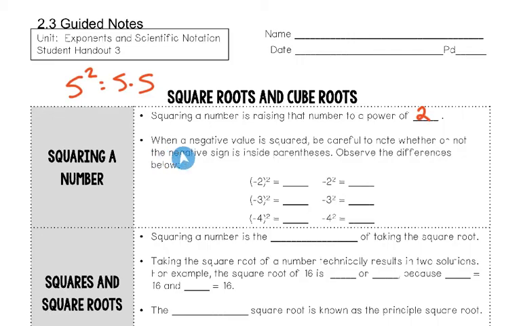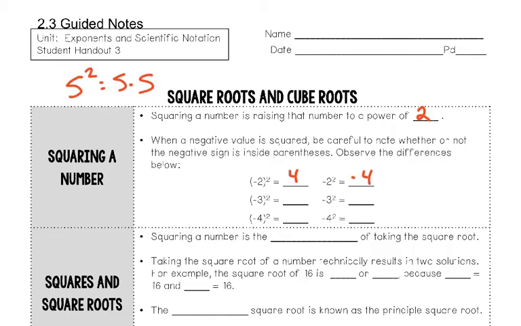So let's review. The next part just says when a negative value is squared, just be careful to know whether the negative sign is inside or outside the parentheses. For example, on this problem, negative 2 is in parentheses. This is the same thing as negative 2 times negative 2. That's the same thing as positive 4 because a negative times a negative is positive. However, if you look next to it at negative 2 squared, there is no parentheses, and that exponent is only attached to the 2. That negative is not in parentheses, so this is 2 squared, and then you put a negative in front of it. So 2 squared is 4, and then you'd have to just bring that negative in.